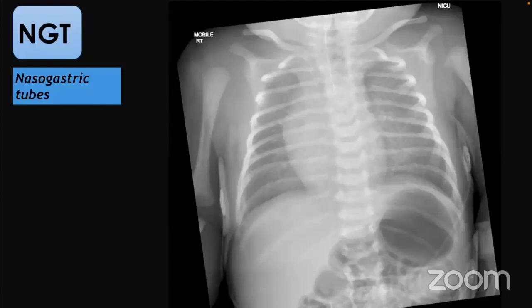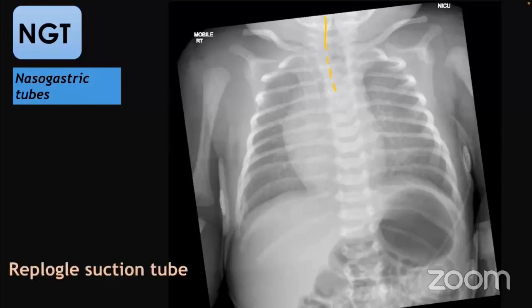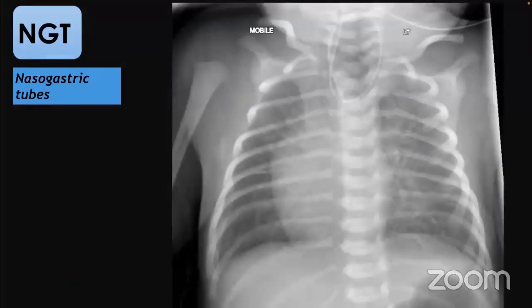And this is another tube. This is a suction tube called Replogle tube. This one here. Usually used when there is esophageal atresia. The name is Replogle tube, a suction tube used for suction. Here is another malpositioned nasogastric tube which is coiled in the proximal esophagus.